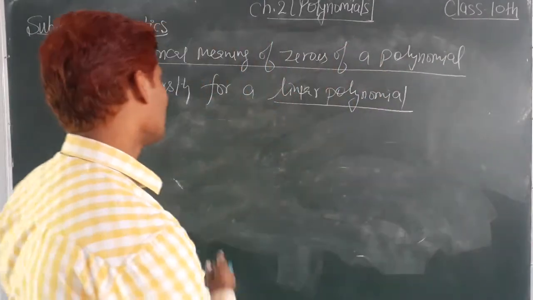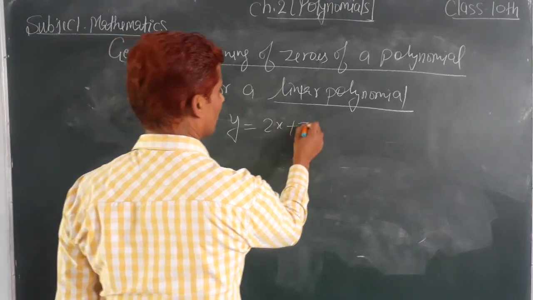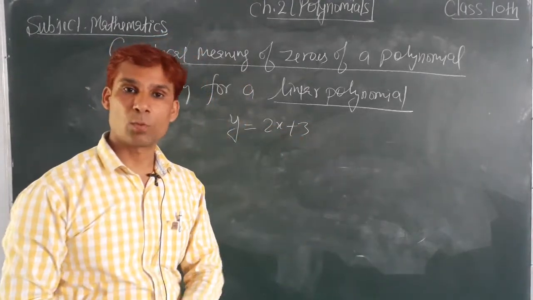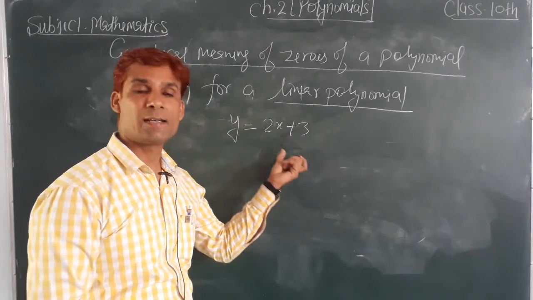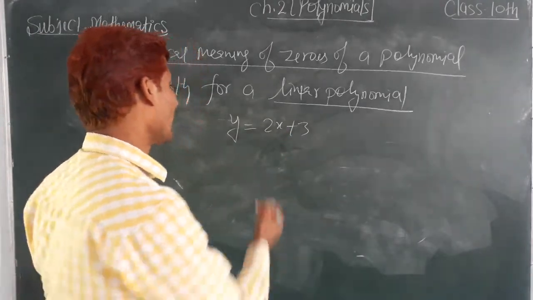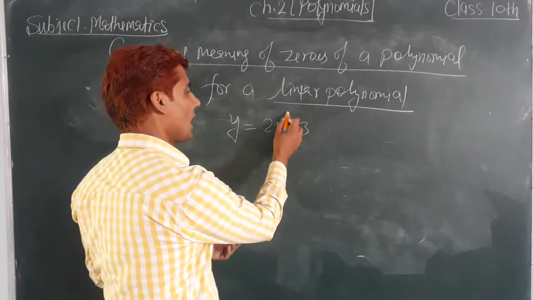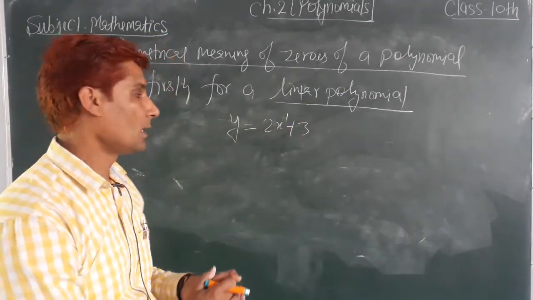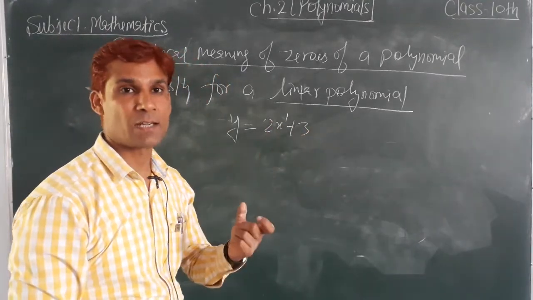Suppose you are given a straight line y equals 2x plus 3. This is a linear equation. Why is this a linear equation? This is a linear equation because the power of the variable is 1. Here 2 and 3 are real numbers and x is the variable, and the power of the variable is 1, so it is a linear equation.